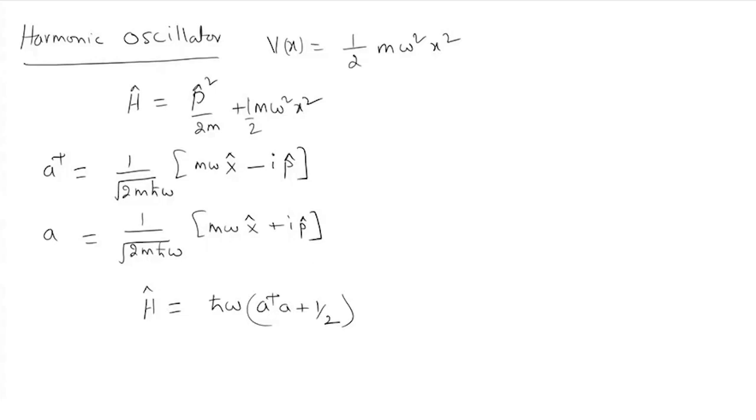You can go to a basis where A and A dagger will have some eigenvalues, and you can solve this harmonic oscillator system. You probably know. So these are the things that we have in mind.